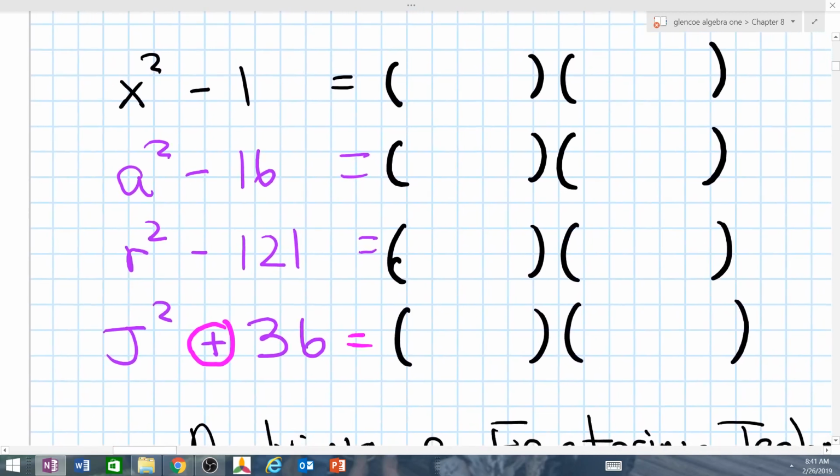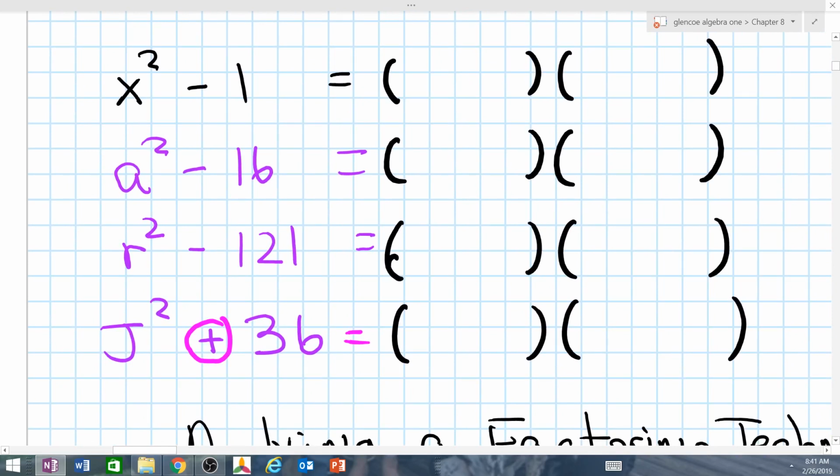So remember, the qualifications are that the first term and second term, or we could say both terms, are perfect squares, and they have a subtraction sign between them. If not, then it most likely cannot be factored unless there was a GCF.